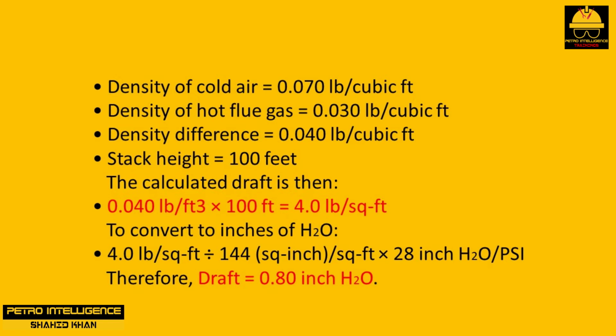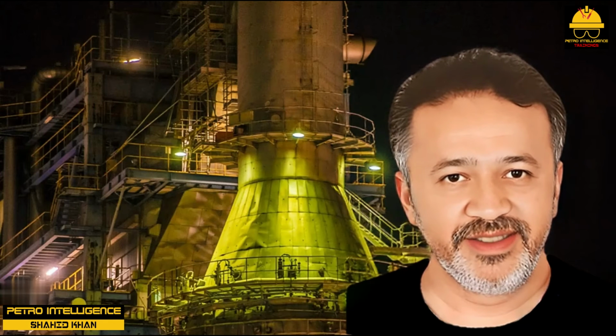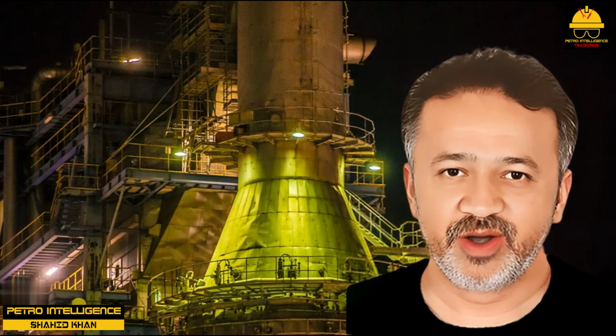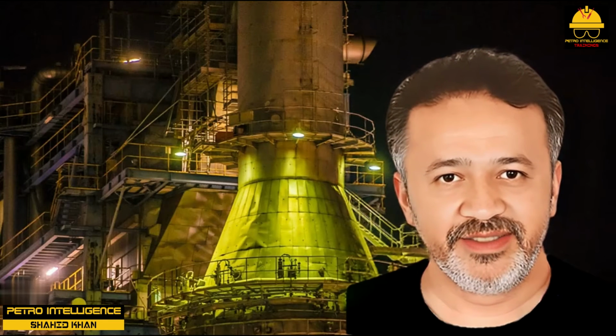0.040 pounds per cubic feet times 100 feet equals 4 pounds per square feet. To convert to inches of H2O, 4 pounds per square feet divided by 144 square inches per square feet times 28 inch H2O/PSI. Therefore, draft equals 0.80 inch H2O. The wind also creates 0.1 to 0.2 inches of water draft. Frictional losses in the stack tend to reduce draft. I usually ignore both factors, even though on occasion they may very well be significant.